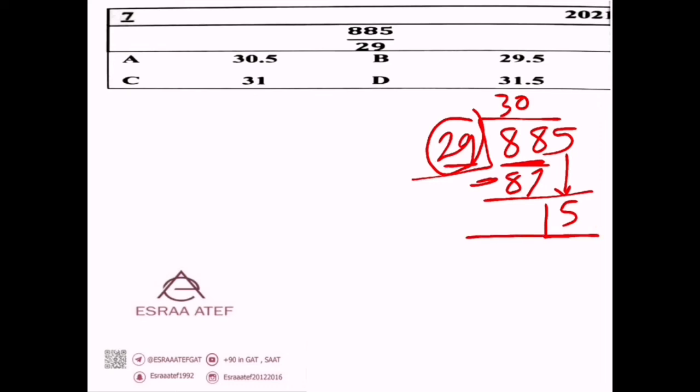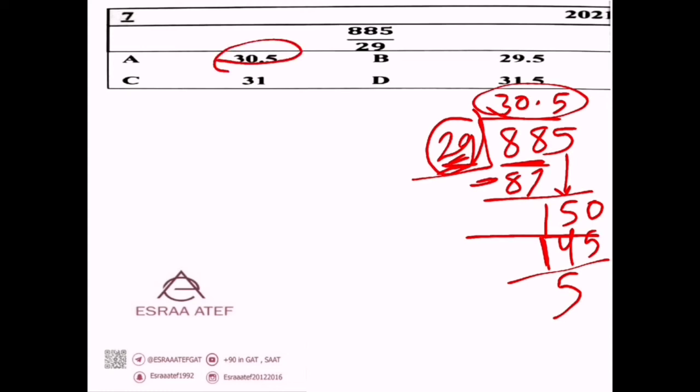15 over 29, we can't. Now we can put a decimal point up here, and here we will put 0. 150 over 29 is nearly 30, by rounding, so it will be 5. So 30.5: 5 times 29 is 145, which means 5, and then continue. So we will stop here, which is 30.5.